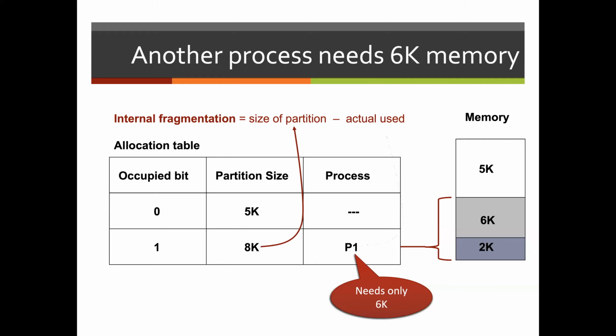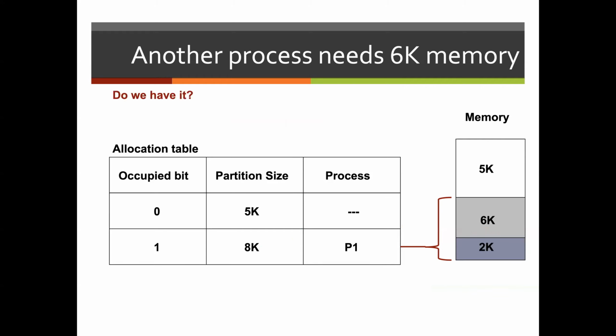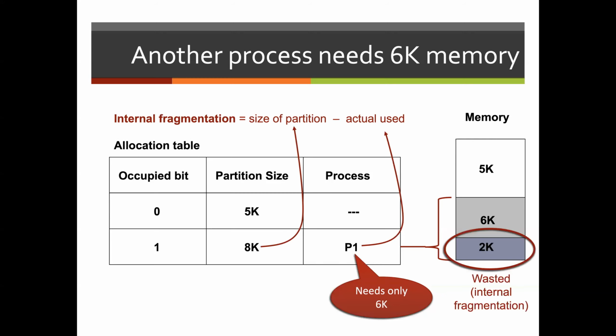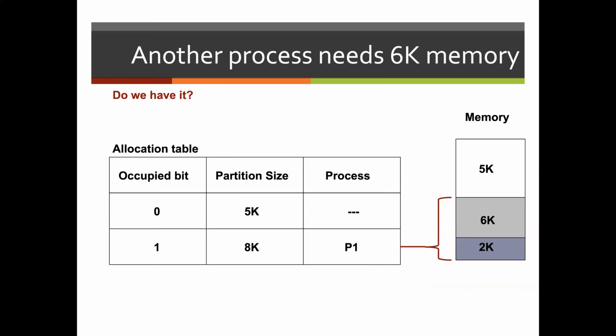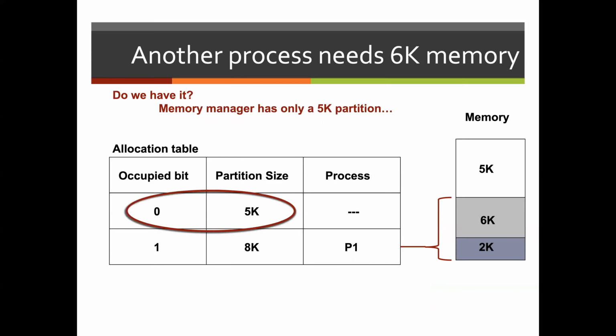So what if another process needs to use 6K? In this case, we have 6K available, but it's not contiguous. And so what that means is that we aren't able to allocate it.